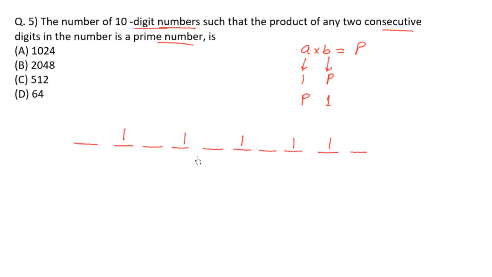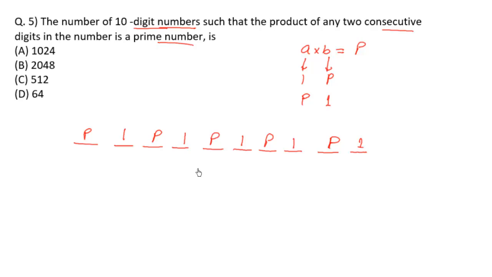And rest of the numbers, let me just check. Rest of the numbers should be prime numbers. So this is prime, this is prime, this is prime, this is prime, this is prime, and this is 1, right? So 5 places there should be a prime number, and 5 places there should be the number 1, right?